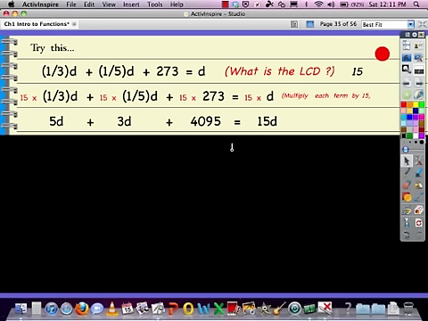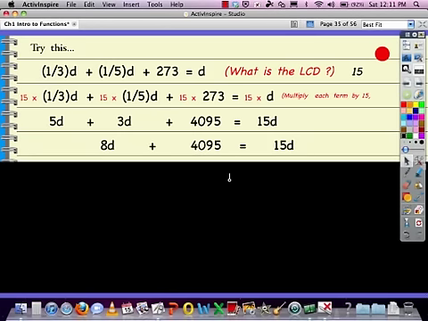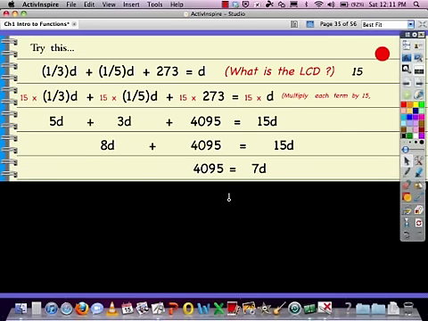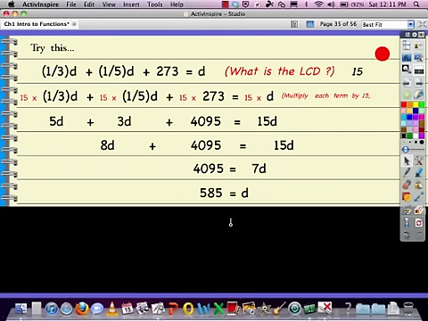From here it turns into a regular algebra problem. Use your order of operations. 5D plus 3D, collect like terms. Move the 8D to the other side by subtracting or adding a negative. Dividing by 7, and you are done. You have your solution. You could check it back up into the original and it will make it true. So the D value was 585. We had one line basically where we had fractions. Once we got rid of them, it was nice, clean whole numbers that we finished with. So the same thing should be true.